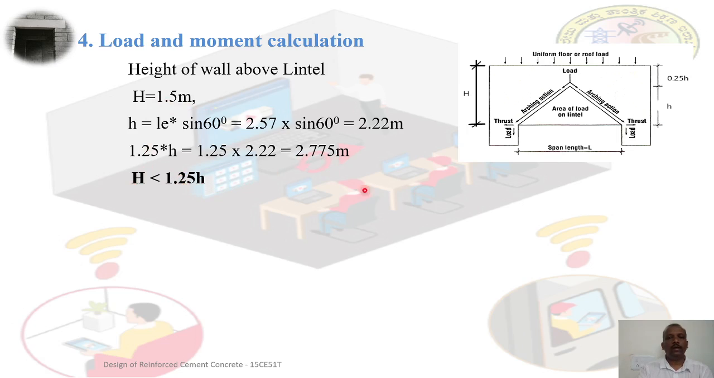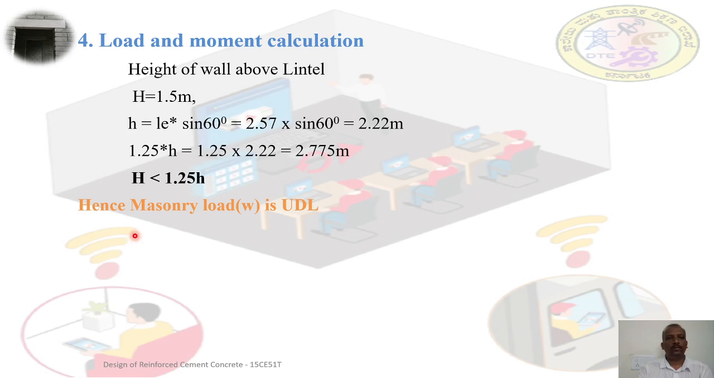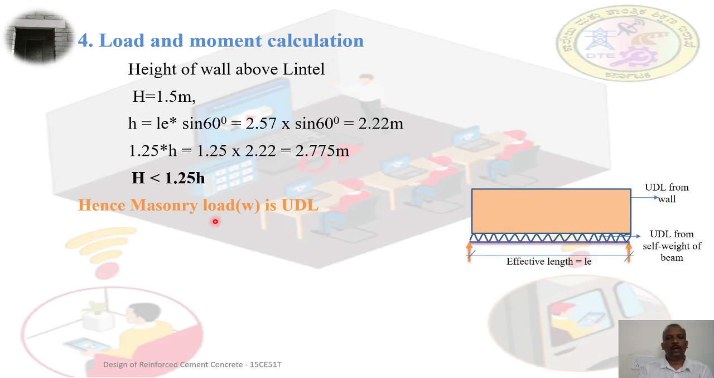That is why we can say that it will not be a triangular load. The wall above the lintel will not behave as a triangular load, it will behave as a UDL. Therefore, the masonry load w is a UDL. Now we have a rectangular box, that is the height of the wall above the lintel. So this load we have to consider. This wall above the lintel behaves as a UDL, so we need to calculate the total load in the form of UDL. That can be calculated by multiplying the height of the wall by the thickness of the wall.